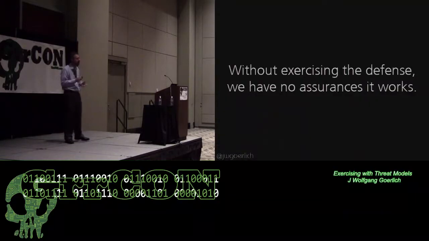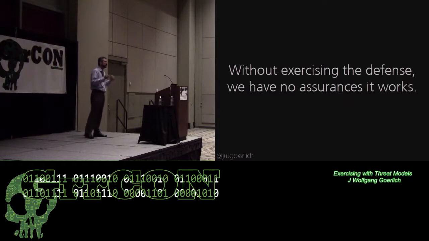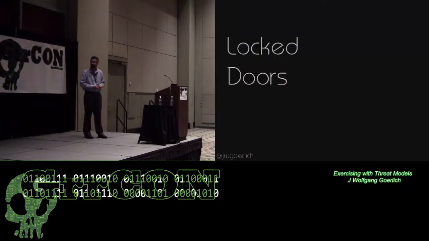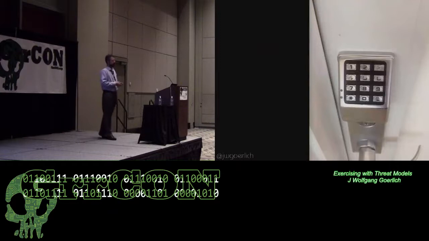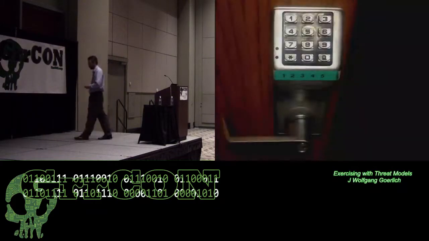See, without exercising the defense, we have really no assurance of whether it works, right? We really have no idea if a control works if you don't test. And there are several great, easy examples that I've seen, some real photos. Locked doors, right? That's the classic. So, hey, we've got locked doors. That's awesome. I can guess what that passcode is. Sometimes they make it even easier. Sometimes they just put the password right on the door for you.